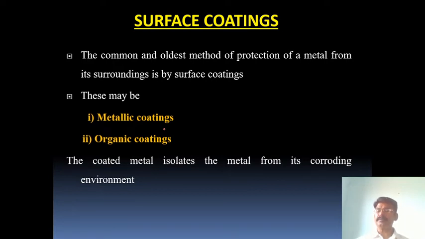And now surface coatings. This is also protecting against corrosion. Here the surface coatings are mainly two types: metallic coatings and organic coatings. Metallic means one metal is there and we are coating it with another metal, such as powder coating, metallic coating by cords and beads, etc. And organic coating means that organic paints are applied. So these are the two main types: metallic coating and organic coating.